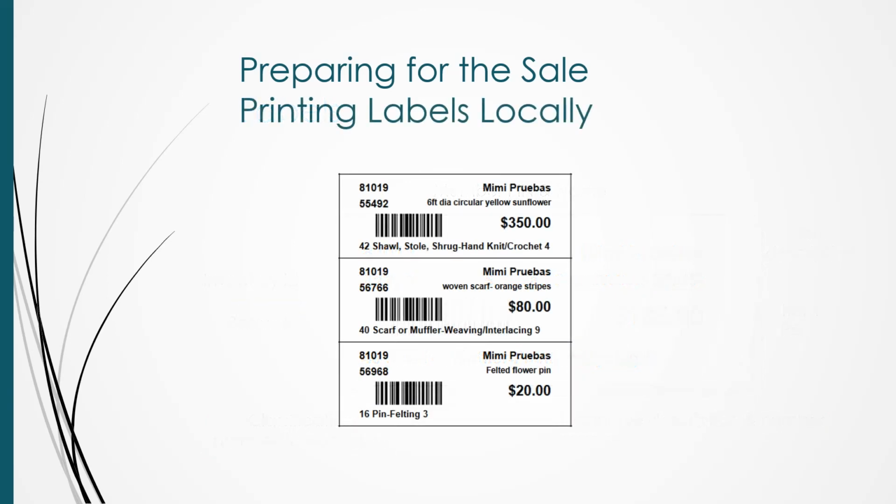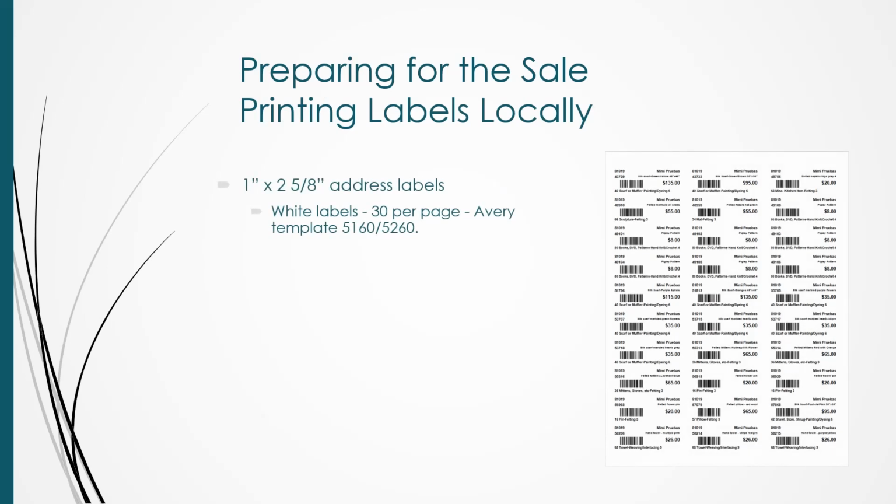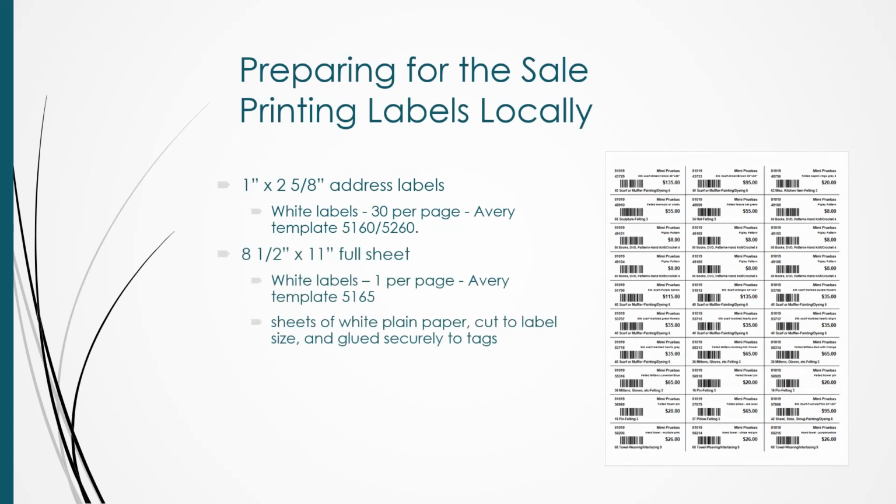There are 3 options that you can choose from when printing labels locally. Option 1 is 1 inch by 2 5/8 inch address labels. These are pre-cut labels that are 30 per page. Option 2 is a 8 1/2 inch by 11 full sheet label. This is a full sheet label where you will cut your labels apart and there are lines between the labels to guide you. You can also use plain white paper with this option.